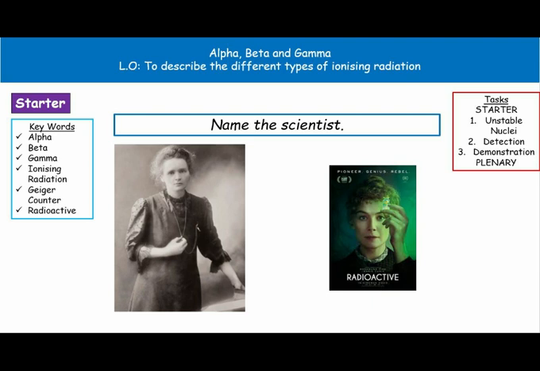Hopefully we did manage to identify that scientist as Marie Curie. Now, Marie Curie was actually born in Poland back in 1867, and the reason she's quite famous is she was actually the first woman to win a Nobel Prize, and actually the first person and the only woman to have won 2 Nobel Prizes. And she's the only person to win a Nobel Prize in 2 different sciences. So she is really an impressive lady.